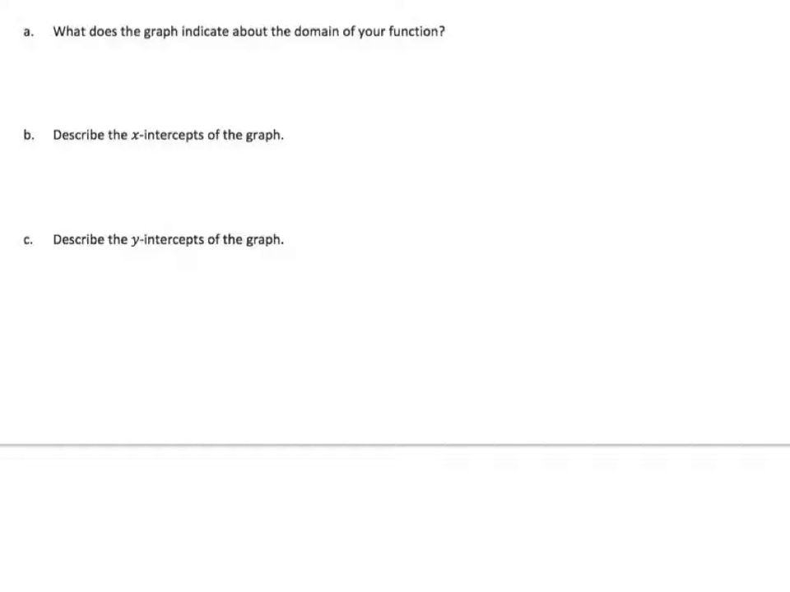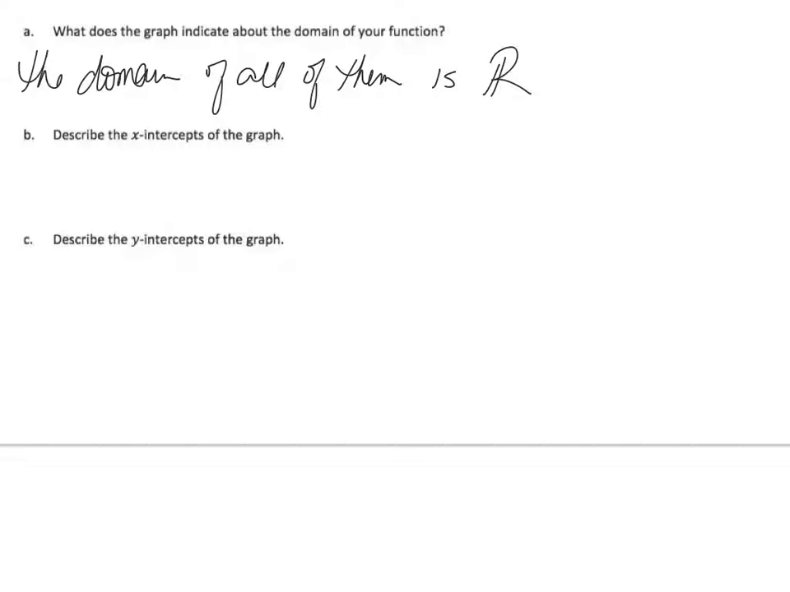First of all, what does the graph indicate about the domain of your function? What we see here is the domain of all of them is positive real numbers. A domain is the x value. Remember, the input, the x values. To put it into notation, I would say from 0 to infinity. So the x values go from 0 to infinity.